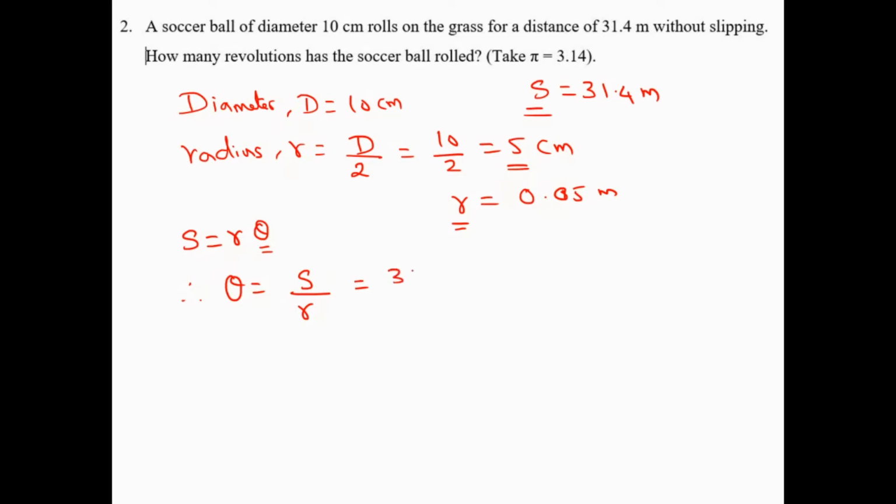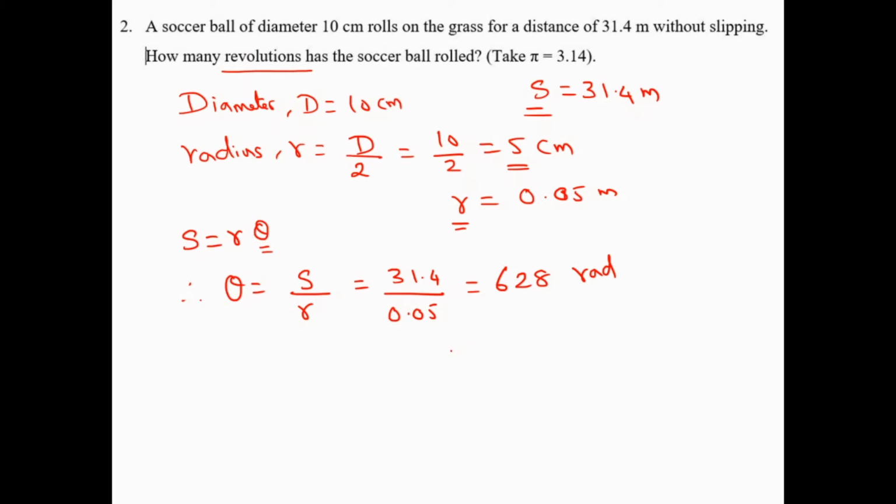So what will be the answer? s, which is equal to 31.4 meter divided by 0.05. So what will be the answer? 31.4 divided by 0.05 gives you the answer of 628 radian. Now I have to convert this value in terms of a revolution because the question needs the answer in terms of revolution.